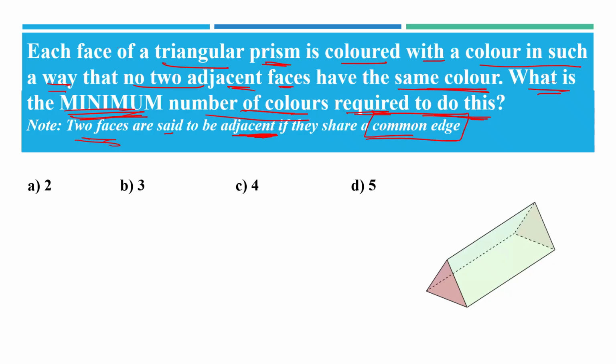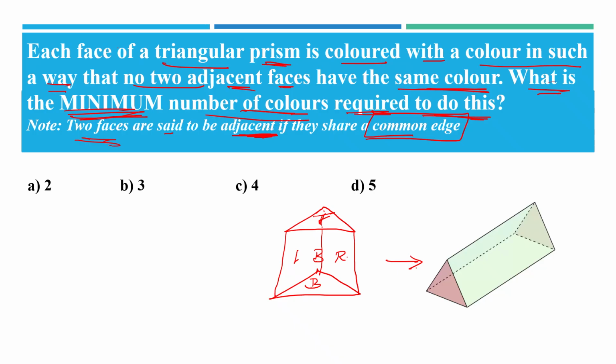For that, let's imagine the prism. As you see, a triangular base prism, the top is in triangle shape, and the bottom is just identical, it's the same. And we have these three edges connected. So we have 5 faces in total. One is on the left, one is on the right, the other one the back, and the top and bottom. There are totally 5 faces.